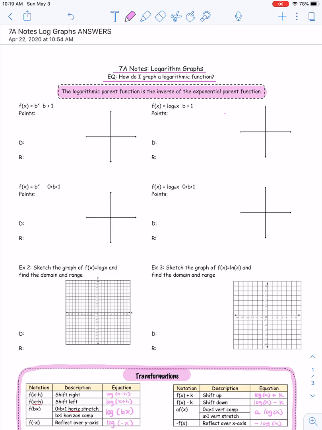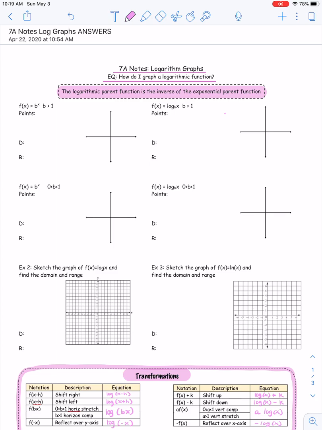So here we go. We know that the logarithmic parent function is the inverse of our exponential parent function. We've been talking about that. So just to refresh our memory, we're going to graph what our exponential parent function looks like, and then we'll use that information to help us graph our logarithmic parent function.